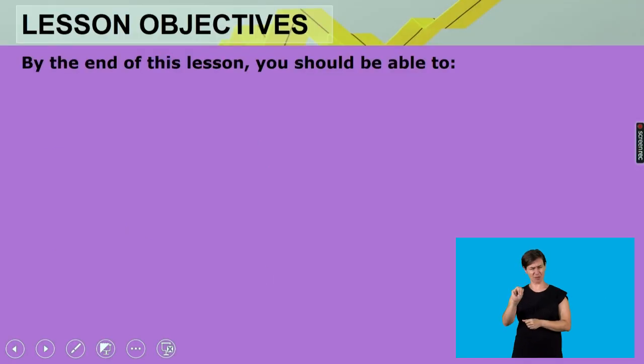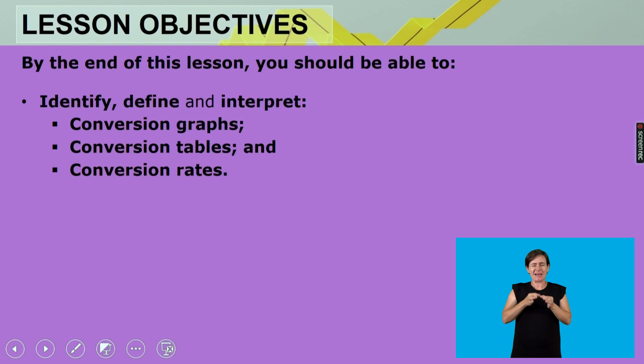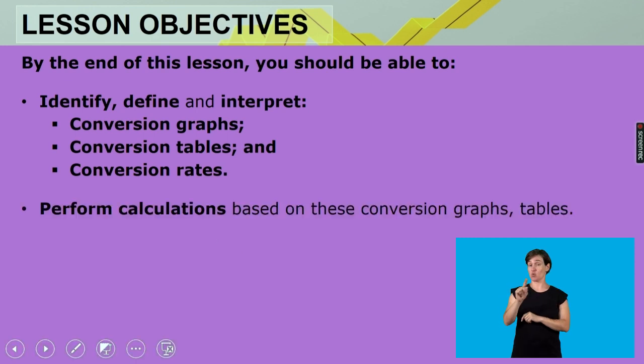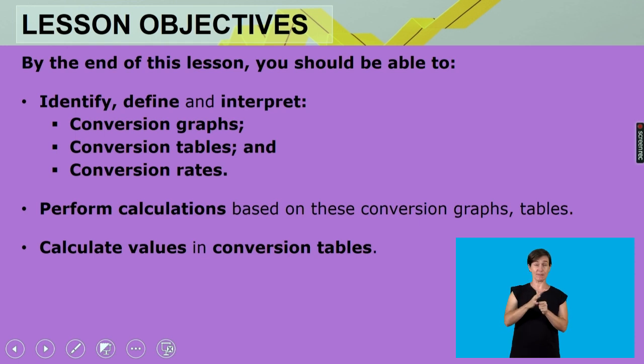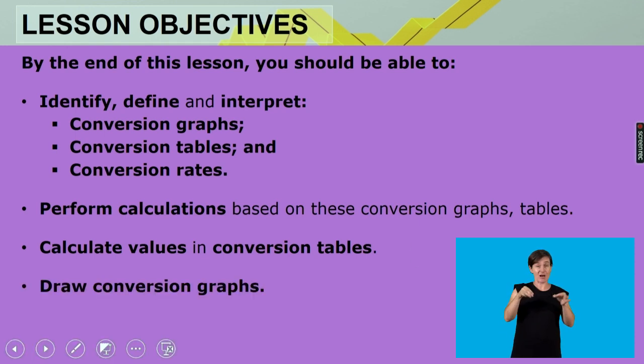So what are the lesson objectives? By the end of this lesson, you should be able to identify, define, as well as interpret conversion graphs, conversion tables, and conversion rates. You must also be able to perform calculations based on these conversion graphs, tables, and rates. You need to calculate values in conversion tables. And lastly, you must be able to draw conversion graphs. That, all in all, is our lesson objectives.